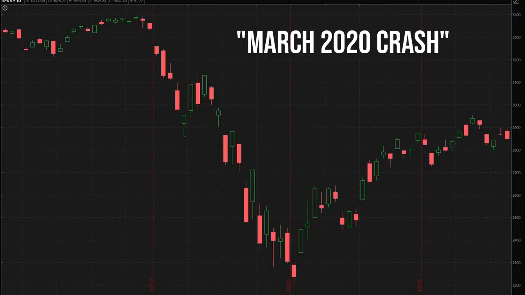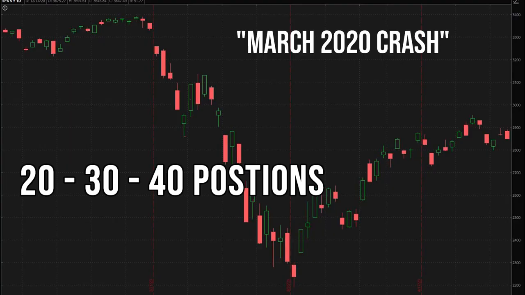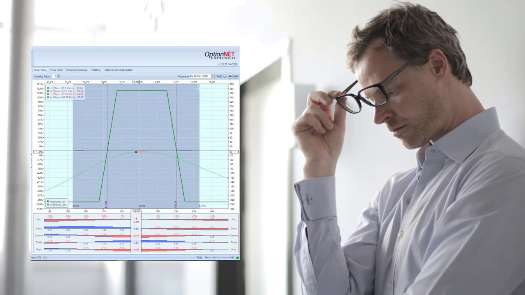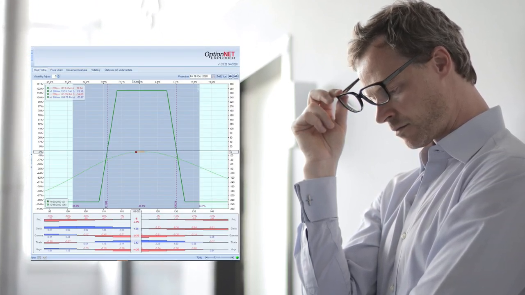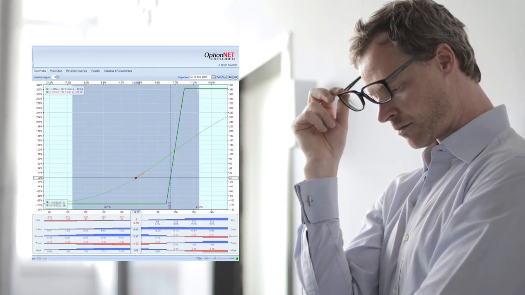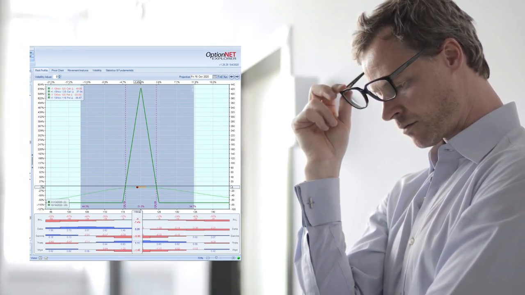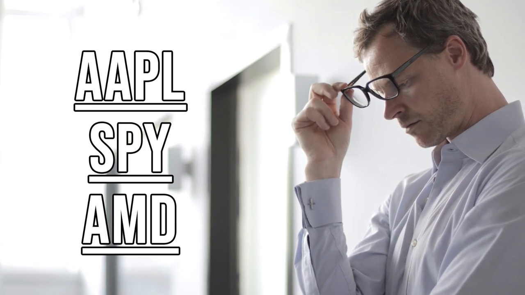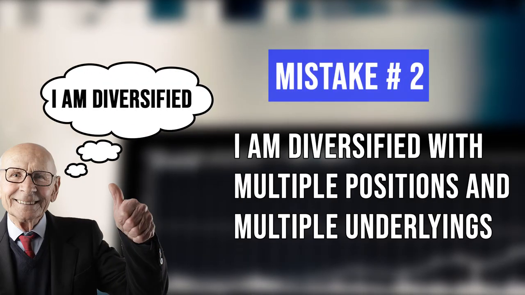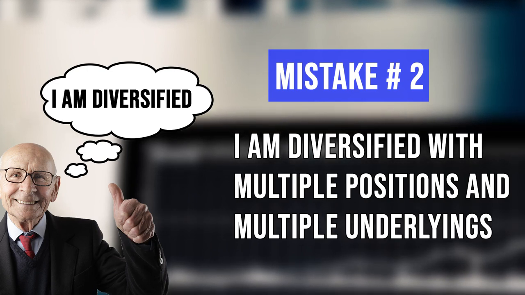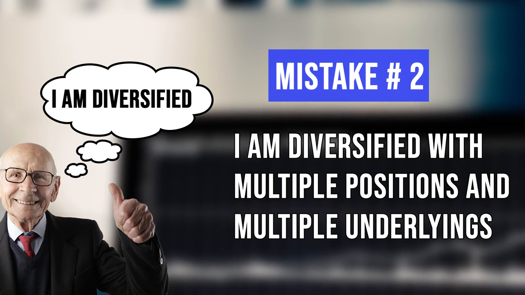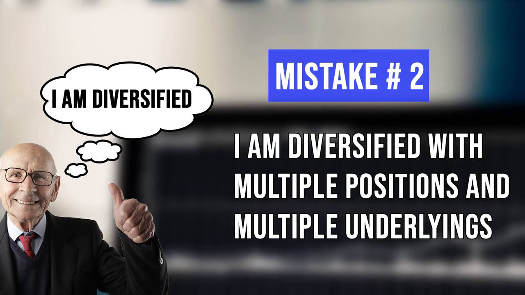If you're in a crash and you're sitting there with 20, 30, 40 positions, and you're trying to manage each one of those positions individually, it's just a nightmare. I mean, it's a very difficult situation to be in. Trying to look at each individual position that needs your full attention at that moment. All of those 30 or 40 different positions need your full attention. Every single little one needs your full attention. This is a situation that you don't want to be in. So mistake number two is thinking that you're diversified by having multiple options positions on using multiple underlyings.